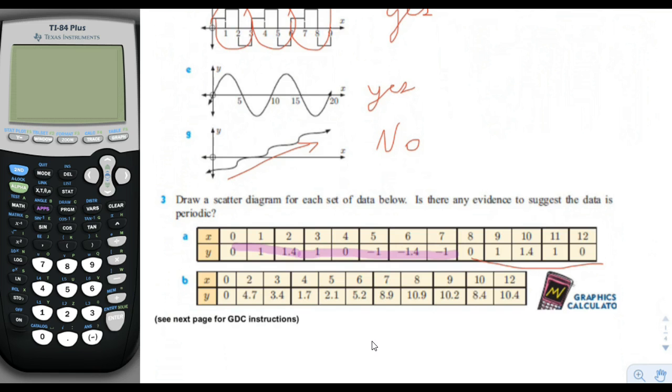The one down here, I can't really see any obvious repeating pattern, but luckily we can use the GDC to graph these points, and if we do that, then it becomes very easy to see if it's a repeating pattern or not, even if you, like in B, it's not obvious, right? So we're going to do stat, edit, and then we're going to put the x coordinates and the y coordinates of these points into stat edit, and then we can graph them.